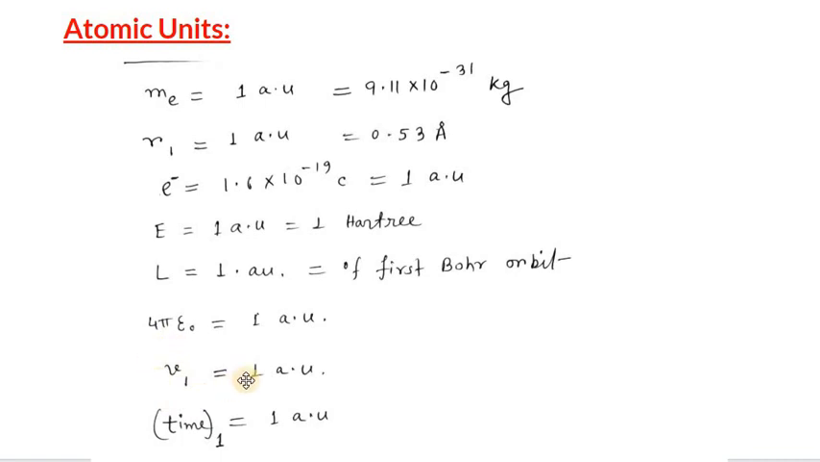The velocity of the electron in the first Bohr orbit is 1 atomic unit, and the time required to do a complete revolution in the first Bohr orbit is also 1 atomic unit. So all the values will be 1 according to the atomic unit. We will use these in advanced quantum mechanics whenever we discuss it in future. So that's all about atomic units.